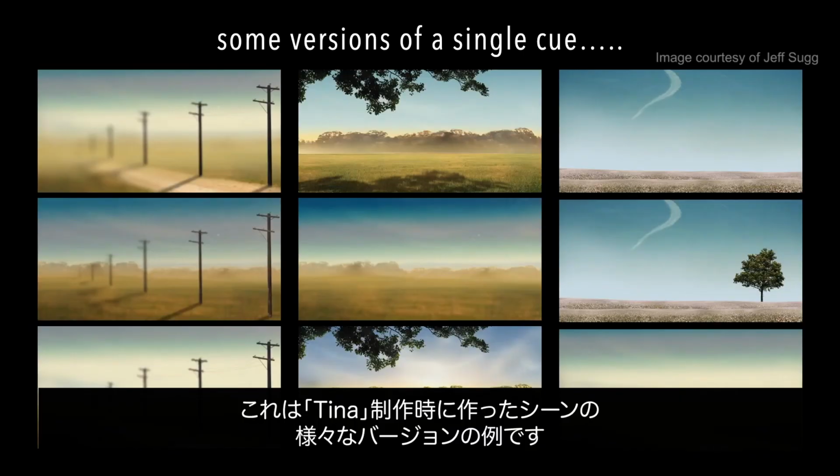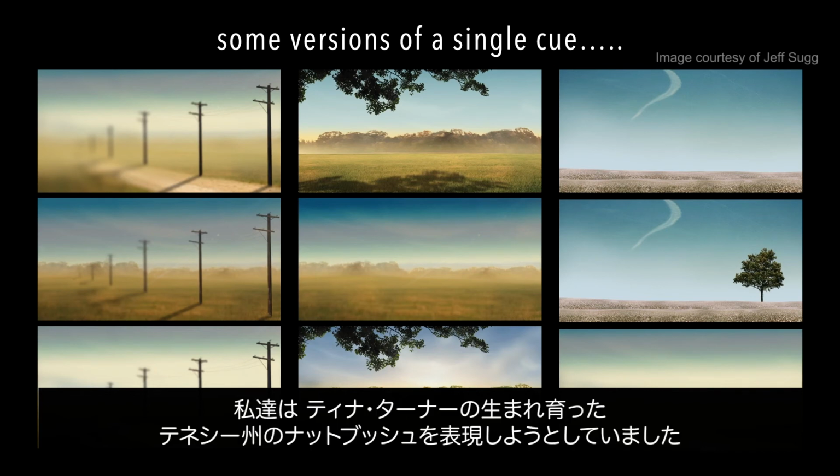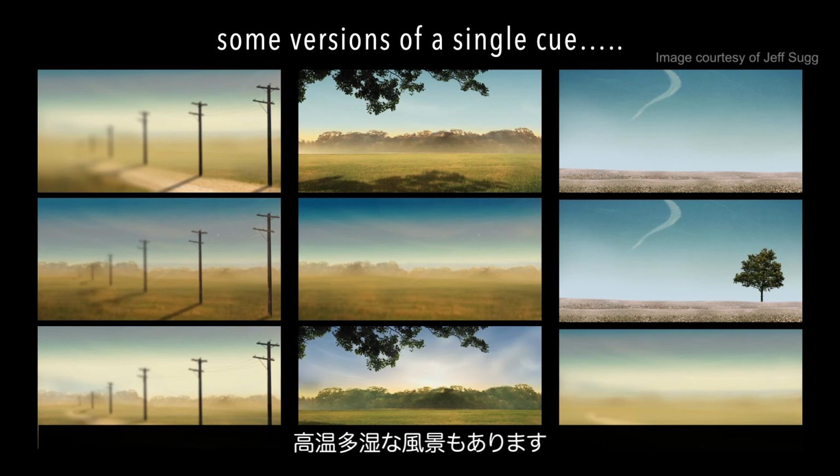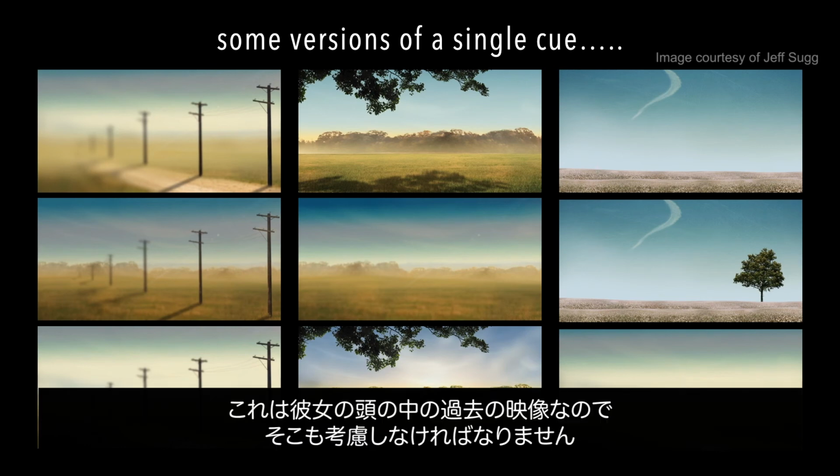Here's a couple examples of some content and all the different versions that came out to make a single cue. So this is for Tina, and we were trying to get the essence of Nutbush, Tennessee, where she grew up, and what it was like there, and how in some ways it was green and lush, in other ways it was barren and dry, always hot and humid, but also remembering that we were in a dreamscape, and we had to get that across at the same time too.